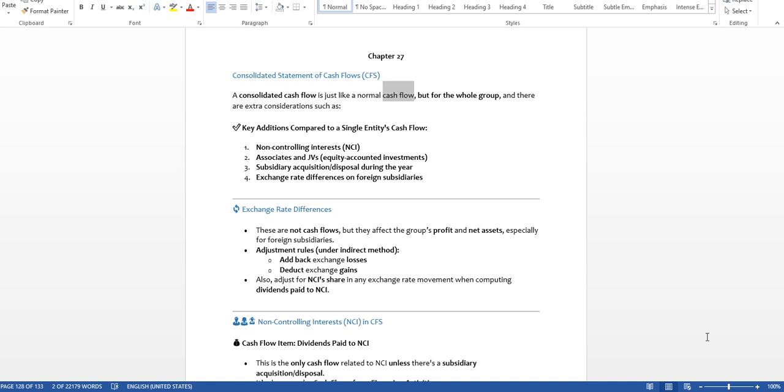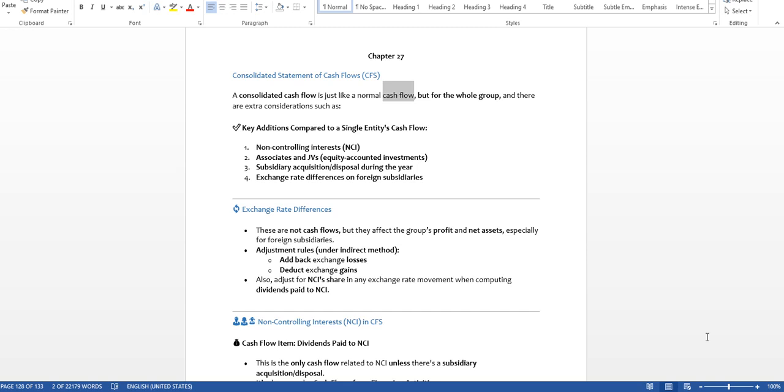Now, exchange rate differences. We have it that they are not cash flows. Exchange rate differences are not cash flow. What are they? They are mere provisions, and that's why we don't treat them as cash flow.